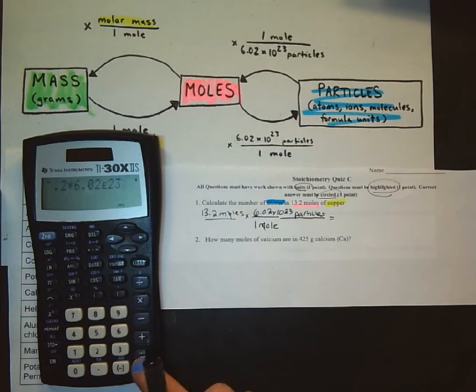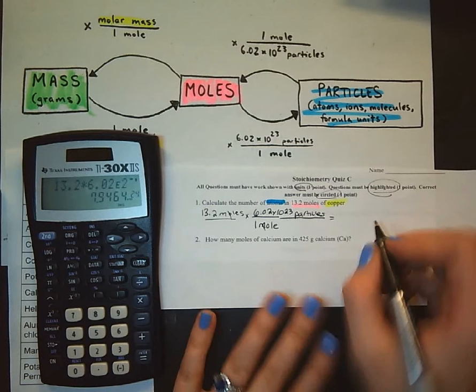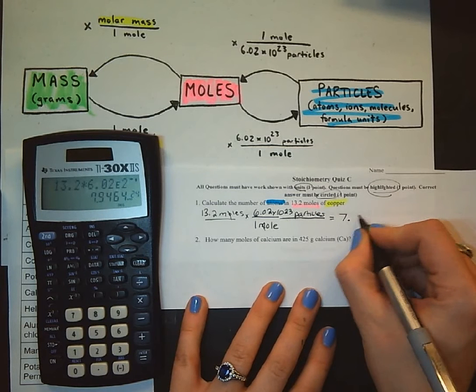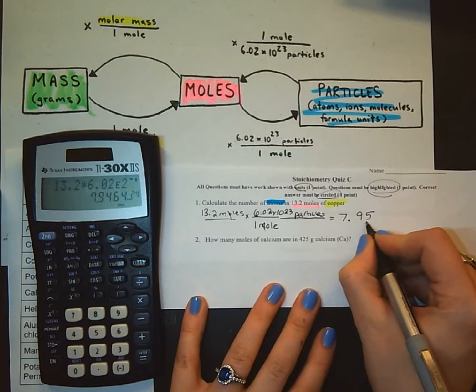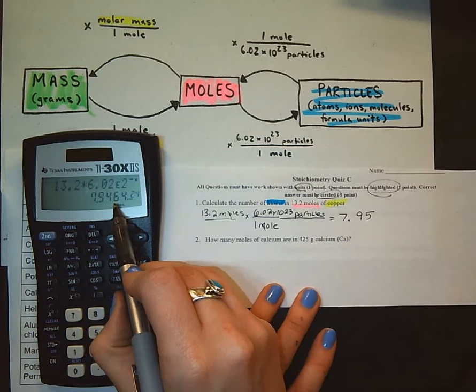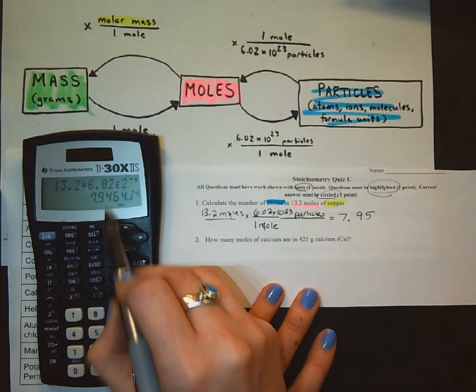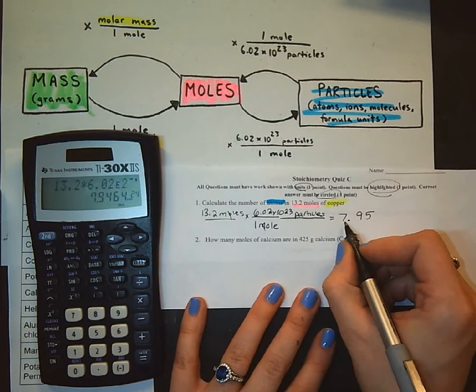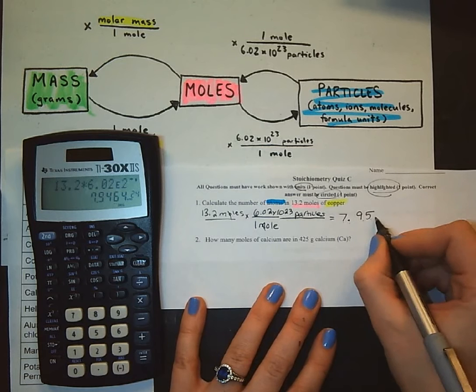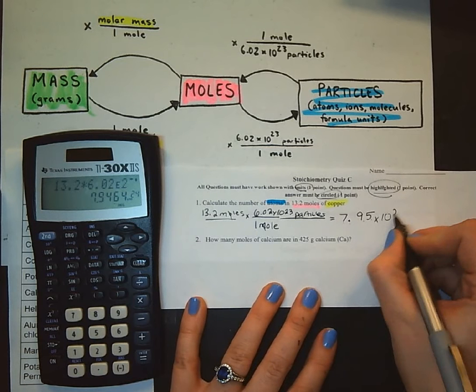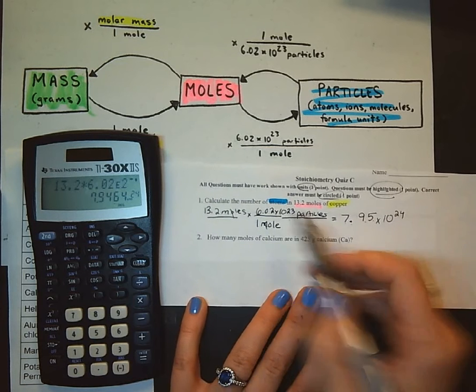Alright, so let's find our answer. So our final answer is 7.95, and the reason I put 5 instead of 4 is because that third number is a 6, which is greater than 5, so I'm going to round my second decimal point 1 up. So 7.95 times 10 to the 24th power, and the units that I'm in is atoms.